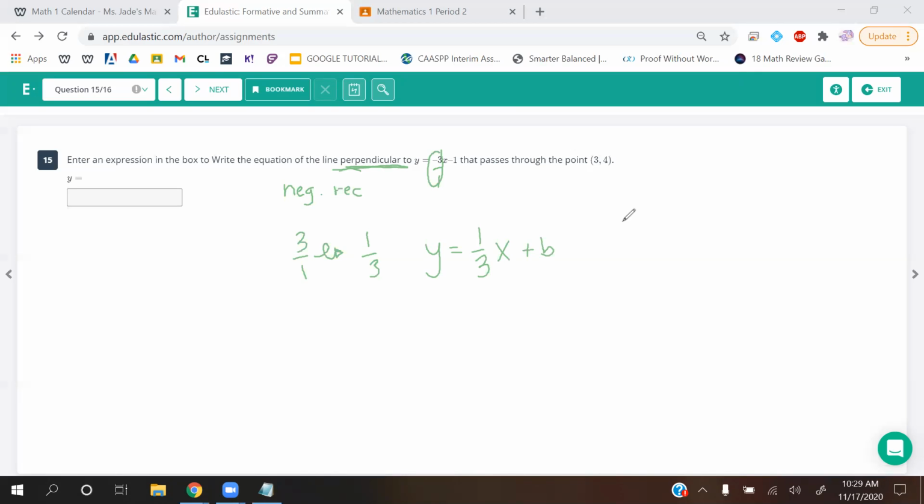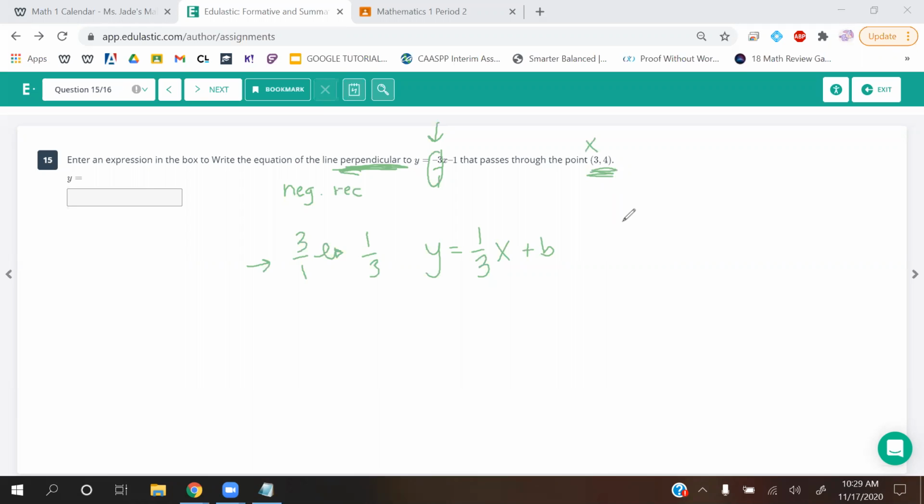So once again, when you want perpendicular, you want the negative reciprocal of the original slope. Our original slope was -3 over 1. We changed the sign so it's +3 over 1. And then we reciprocated it, which means we flipped it around, so now it's 1/3. So this is our perpendicular slope, 1/3. Any questions on that part? Okay, let's plug in this point.